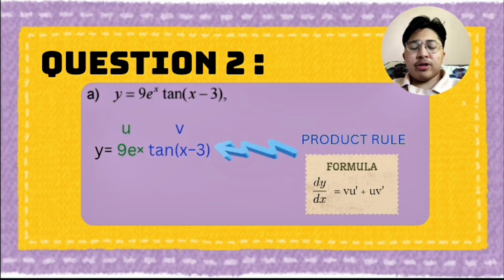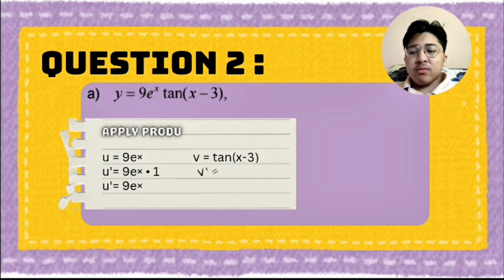Hello guys, let's look at question 2a. We are asked to differentiate the function y equals 9e power x times tan(x minus 3). Since this is a product of two functions, we will apply the product rule. The product rule states that the derivative dy over dx is equal to vu prime plus uv prime. So first, we identify our two parts. Number 1 is u equals 9e power x, and the second one is v equals tan(x minus 3). Now we differentiate each part.